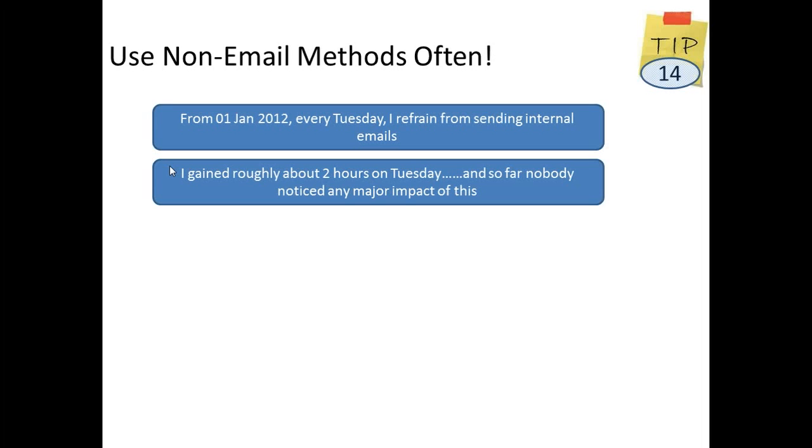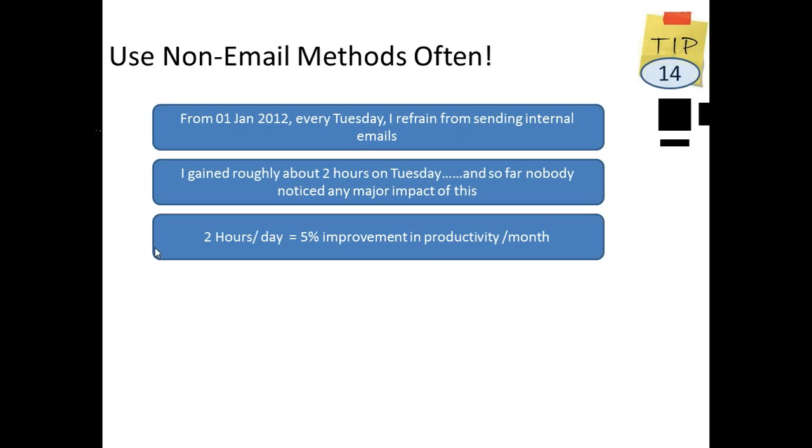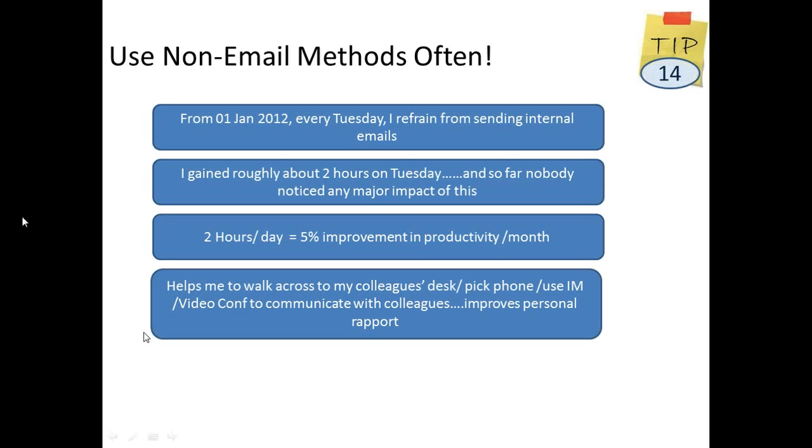So in the process, I gained roughly 2 hours on Tuesday. And so far, nobody noticed any major impact of this. Okay? Now, assume that you're going to not write any email on one day. Okay? 2 hours per day means roughly a 5% improvement in your productivity. 2 hours per day, you don't write emails, you do some other productive work, 20 working days in a month, that's 5%, 10%. 10% improvement in productivity.